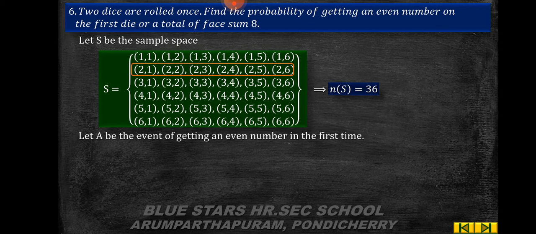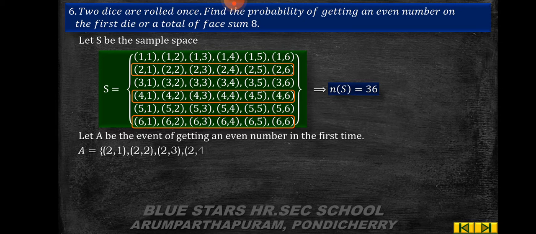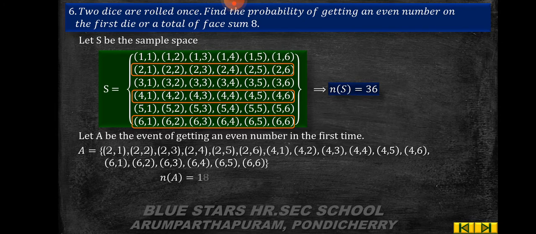So (2,1), (2,2), (2,3), (2,4), (2,5), (2,6). Then (4,1), (4,2), (4,3), (4,4), (4,5), (4,6). Then (6,1), (6,2), (6,3), (6,4), (6,5), (6,6). So these are all the outcomes of getting an even number on the first die. So n(A) is equal to 18.